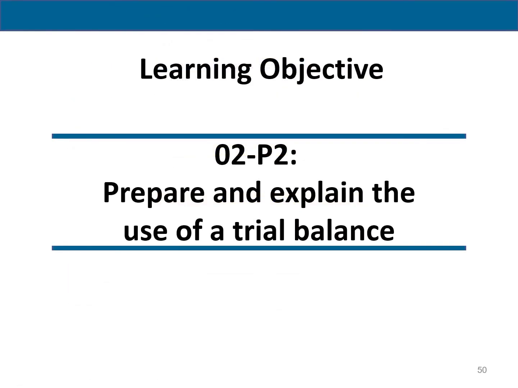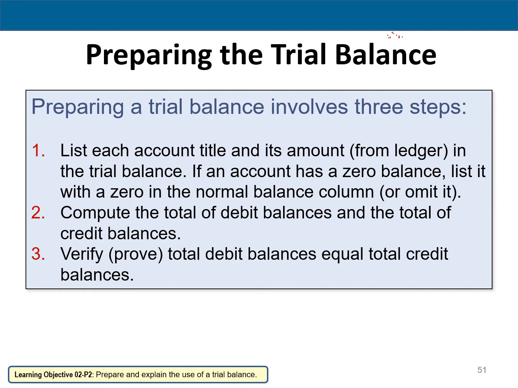Okay, so in all those examples that we went through where we were analyzing the various transactions of the business and we were recording the journal entries and then posting them to the ledger, the next step in that process after all of the activity has been recorded is to prepare what we call a trial balance. So preparing a trial balance is actually fairly simple. All it is, it's a fancy word for a listing of all of the account titles and the current balances in those accounts.